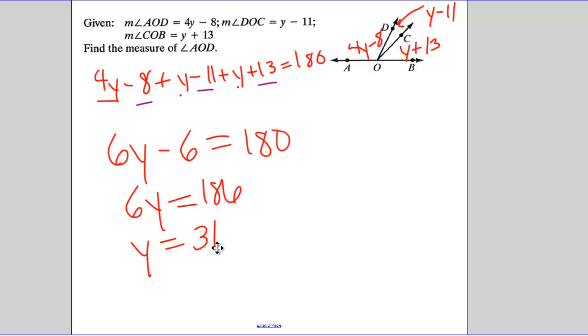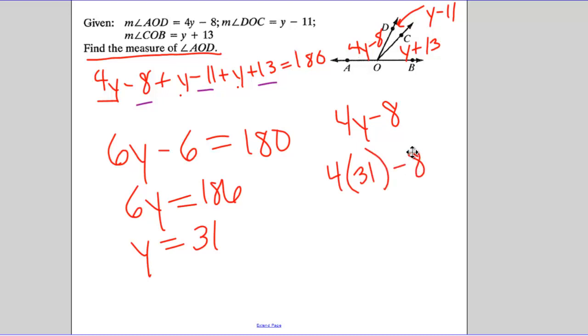Now again, remember my high school geometry teacher. He stressed this to me, and I still remember it to this day. Make sure you're answering the question. Find the measure of AOD. Well, AOD, that measure is 4y minus 8. So I need to plug in 31 for y. 4 times 31 minus 8 is 116.